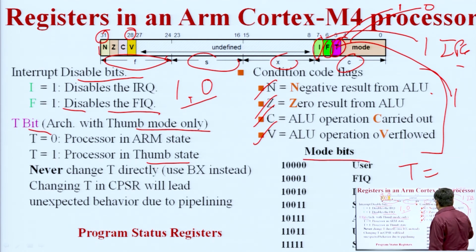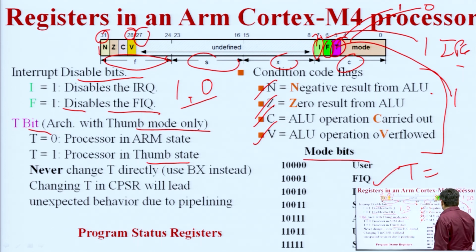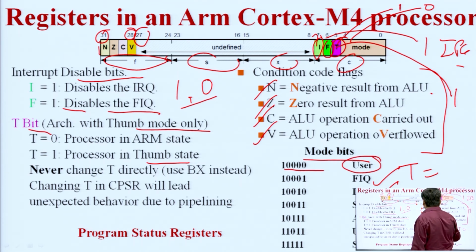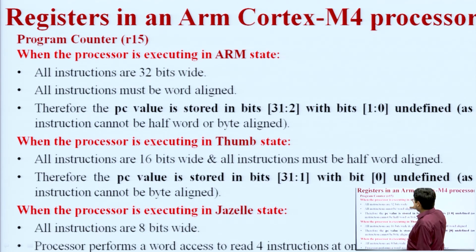Other bits, from 7 to 27, are undefined bits. FIQ and all these modes have a particular set of values. For example, if we are using 1000, it is user mode. Okay. So we are summarizing here.